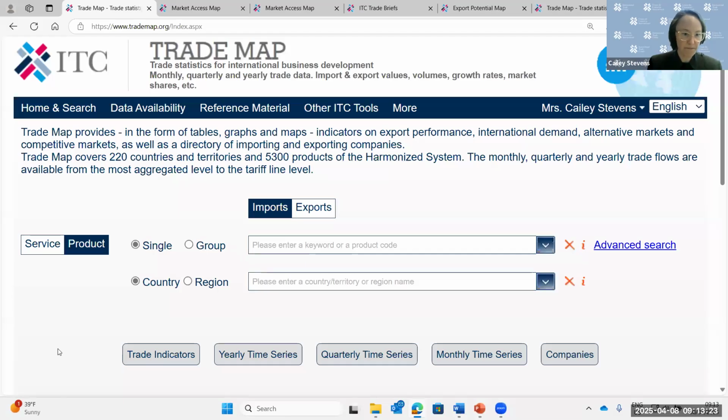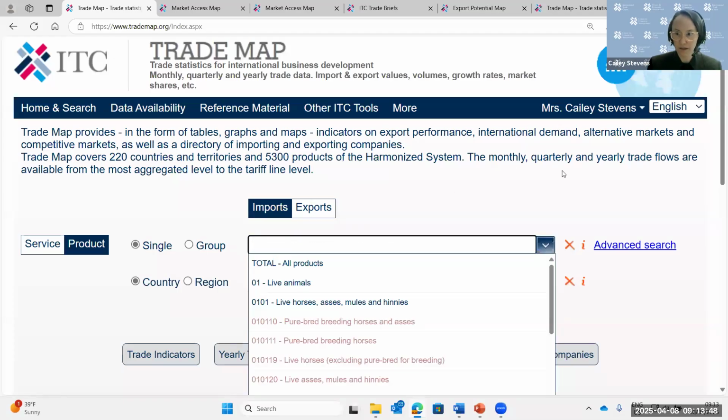Trade Map, as I mentioned, has data on imports and exports for goods and services. And it can be used to see, for example, who are the largest suppliers of a particular product to a particular market and how exposed a country is for a particular product in a particular market. So let's take the example of fans.